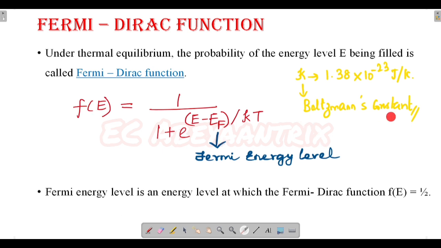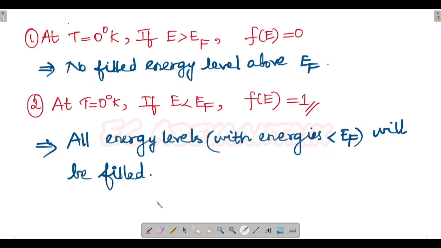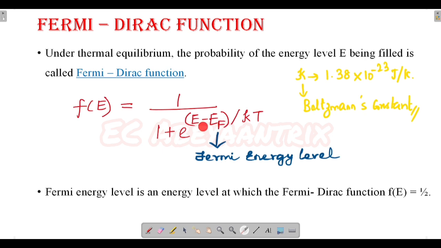Learn this constant value also. Coming to two cases related to the Fermi-Dirac function. At a temperature of 0 degree Kelvin, if the energy level we are considering is greater than the Fermi energy level, then the probability will be 0. We can check here E equal to EF, right? So when E equal to EF, then the temperature is also 0.